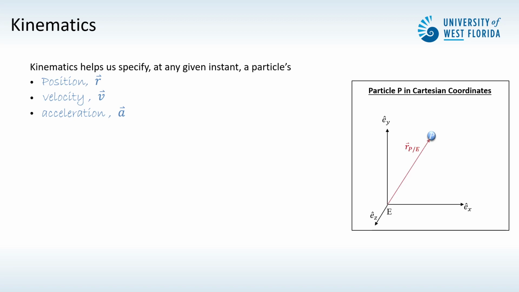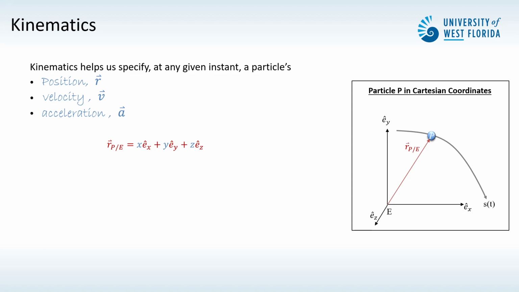For position, we use the variable r. Note that the book often uses a scalar quantity called s, but then switches to the vector r later in chapter 12, so I will just start with r. We always express position of an object with respect to another point. So the position of the particle p with respect to point E, as shown at the right, could be written as x e_x plus y e_y plus z e_z.